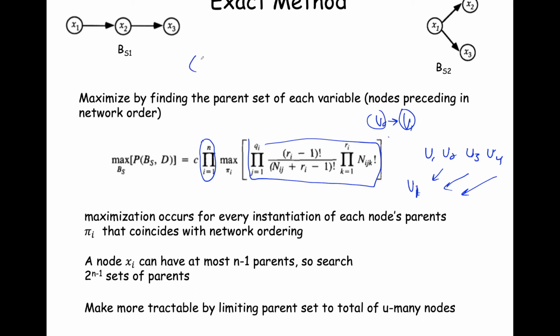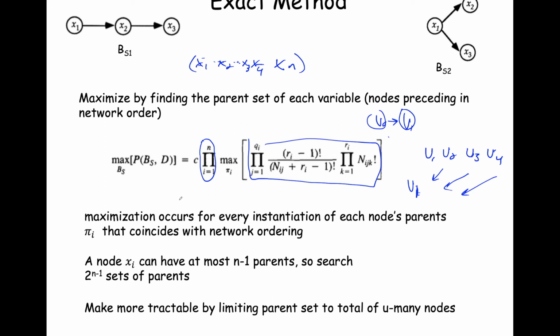And so if we order our nodes x1, x2 through xn, well, x1 doesn't have any parent. For x2, which ones could be its parents? x1 could be its parent. If we look at x3, x1 could be its parent, x2 could be its parent, x1 and x2 could be its parents. And if you look at x4, well, x1 could be its parent, x2 could be its parent, x3 could be its parent, x1 and x2 could be its parents, x2 and x3 could be its parents, and so forth.